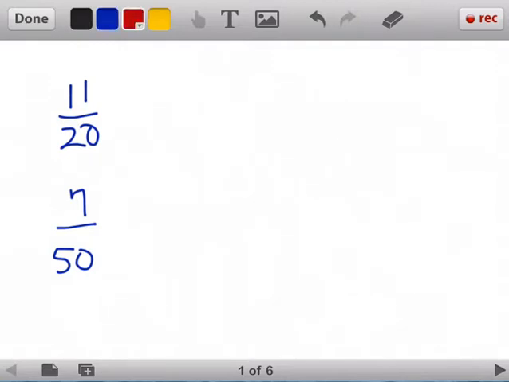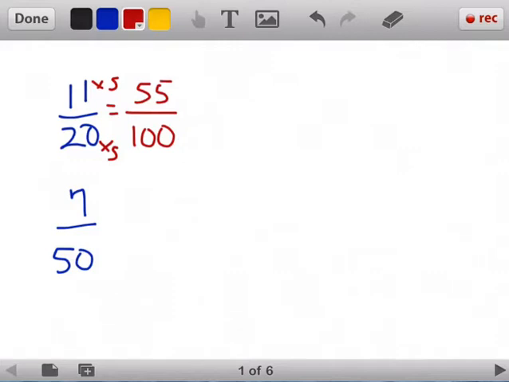Alright, so 11/20ths. If we see that, we should automatically know right away that 20 is a factor of 100. And since we're looking for denominators of 10, 100, 1000, our denominator here would be 100. And then 20 times what equals 100? 20 times 5. And 11 times 5 is 55. So we get 55 hundredths.